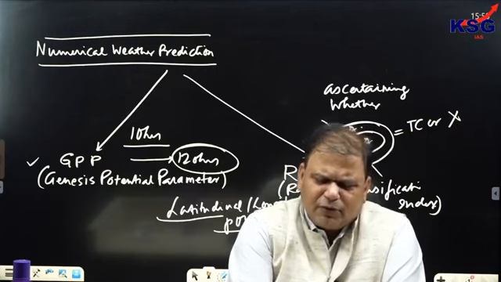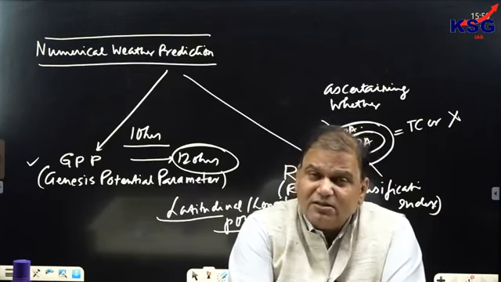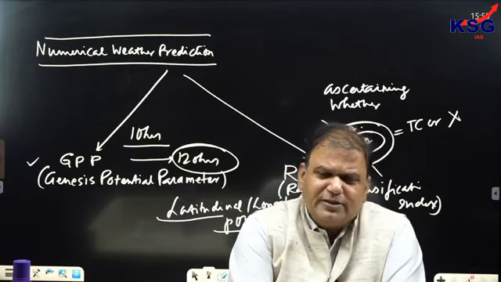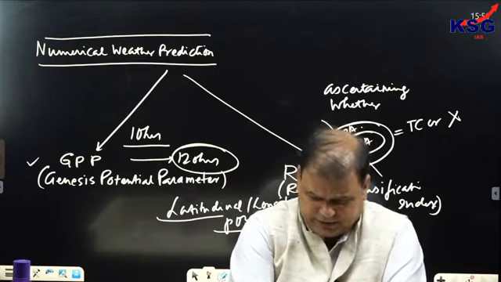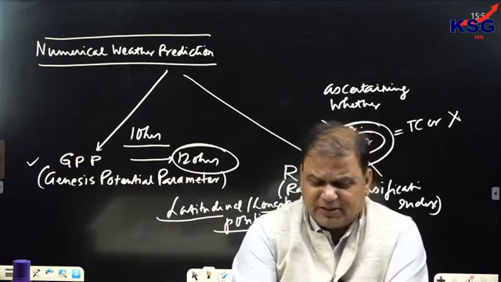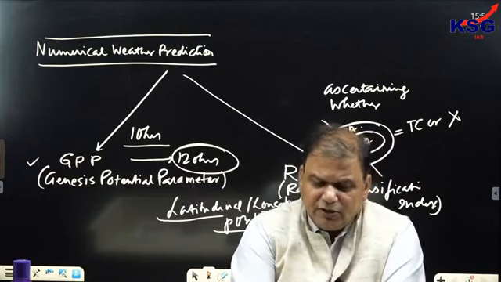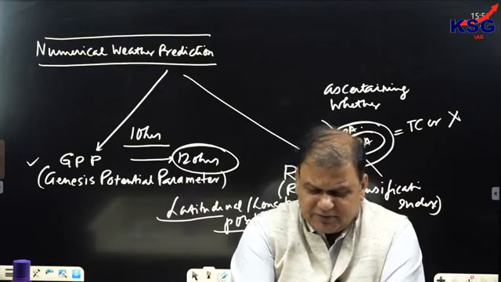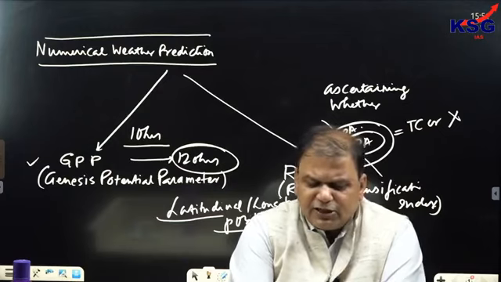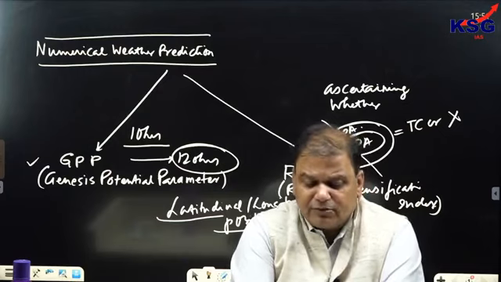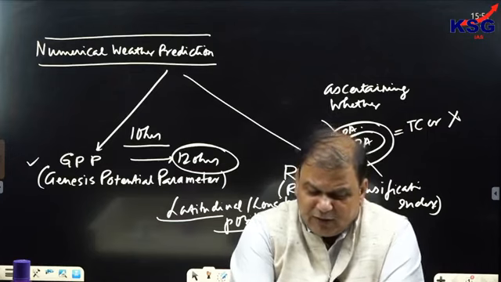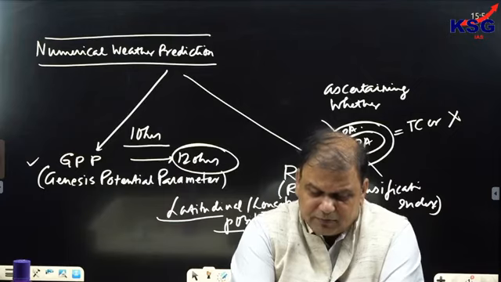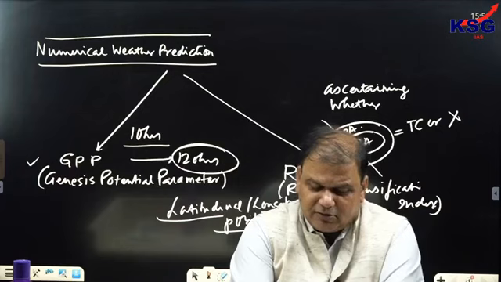See, one precautionary measure is that the settlements in the coastal area should be established at least 5 kilometers away from the coast. Write down. Human settlement should be established at least 5 kilometers away from the coast.